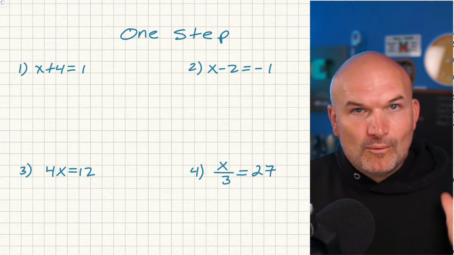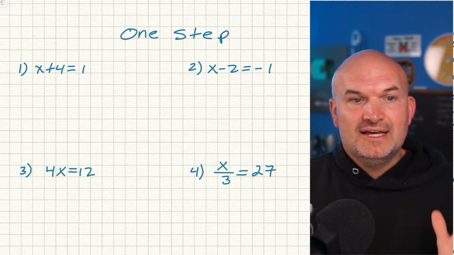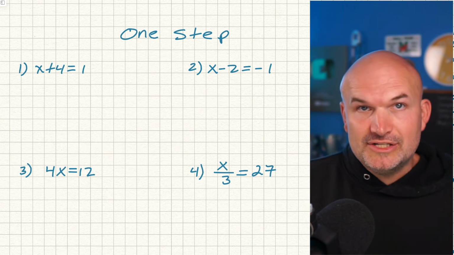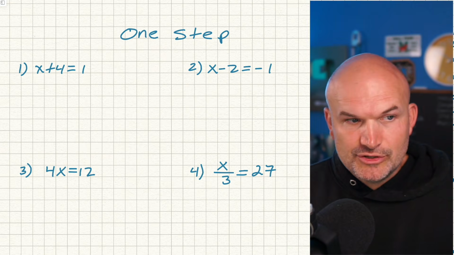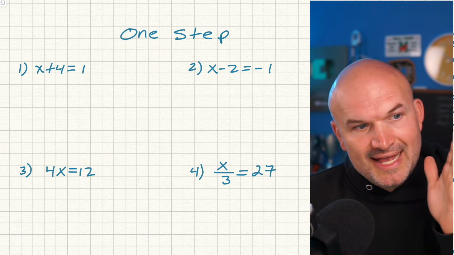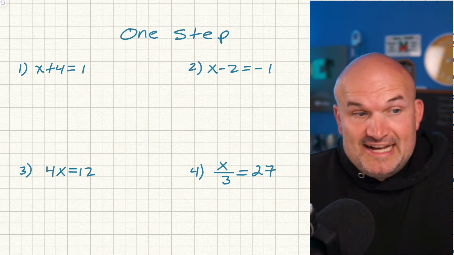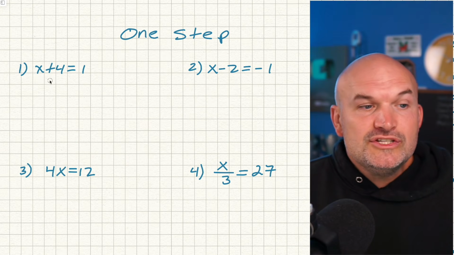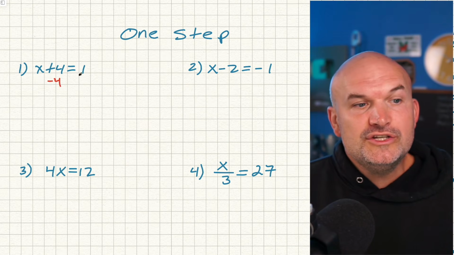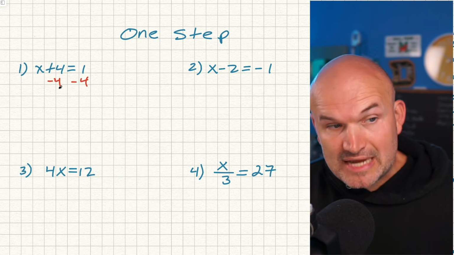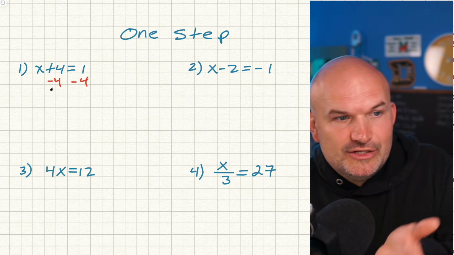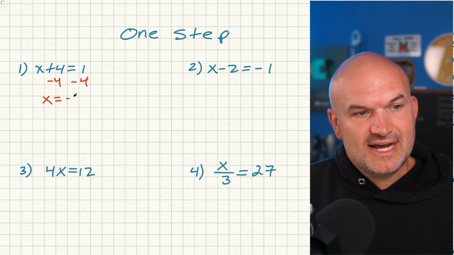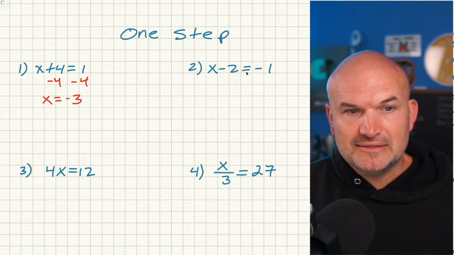The one thing I want you to know about one-step equations is just identify what operation is being applied to your variable, and then you need to undo it. So let's work through this. X plus 4. You can just see as you read it, 4 is being added to x. So we need to undo the addition using the inverse operation, which is subtraction. And we need to use the property of equality, which means apply that operation on both sides. So we get x equals -3.